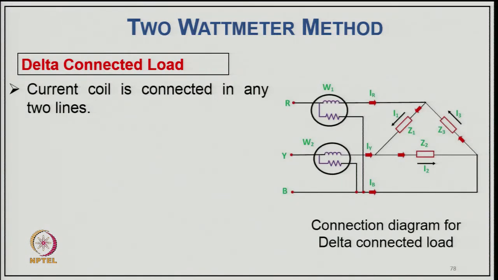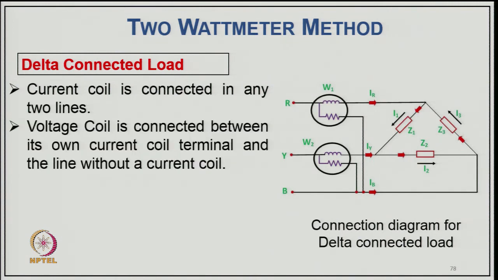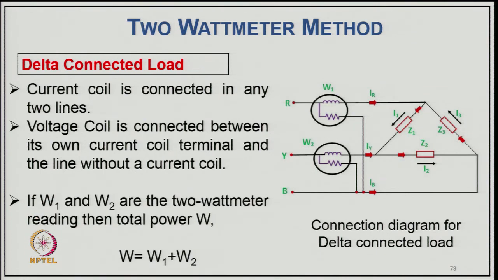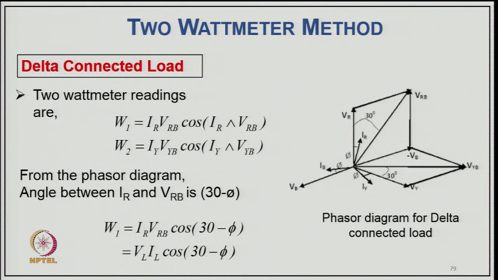Now, coming to the delta connected load. The current coil is connected in any of the 2 lines, and the voltage coil is connected between its own current coil terminal and the line without a current coil. If W1 and W2 are the 2 wattmeter readings, then the total power W is equal to W1 plus W2. The 2 wattmeter readings will be W1 equal to IR into VRB into cos of the angle between IR and VRB, and in the same manner W2 will be IY VYB, that is cos of the angle between IY and VYB.